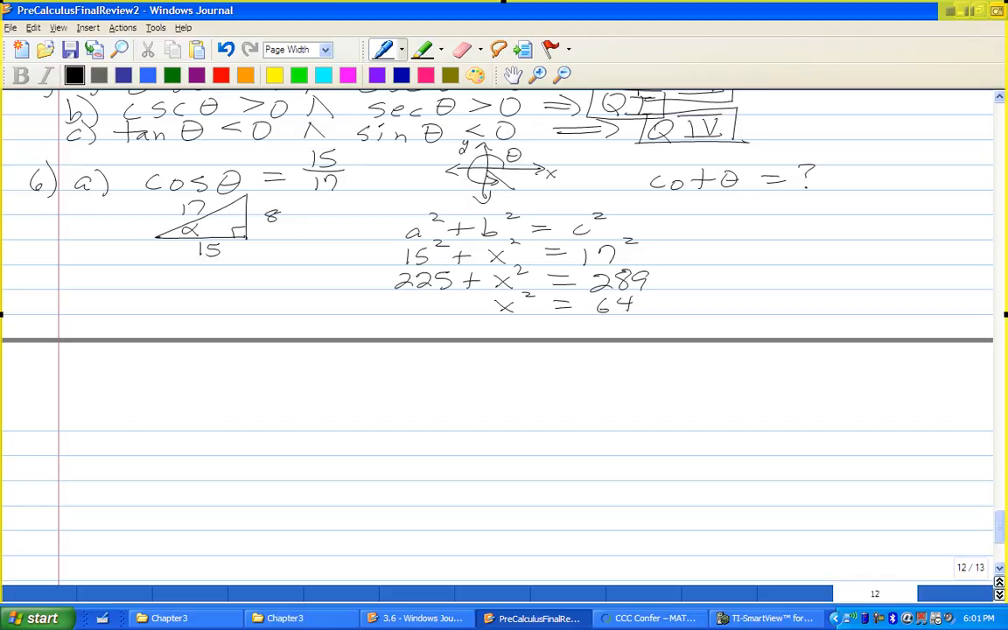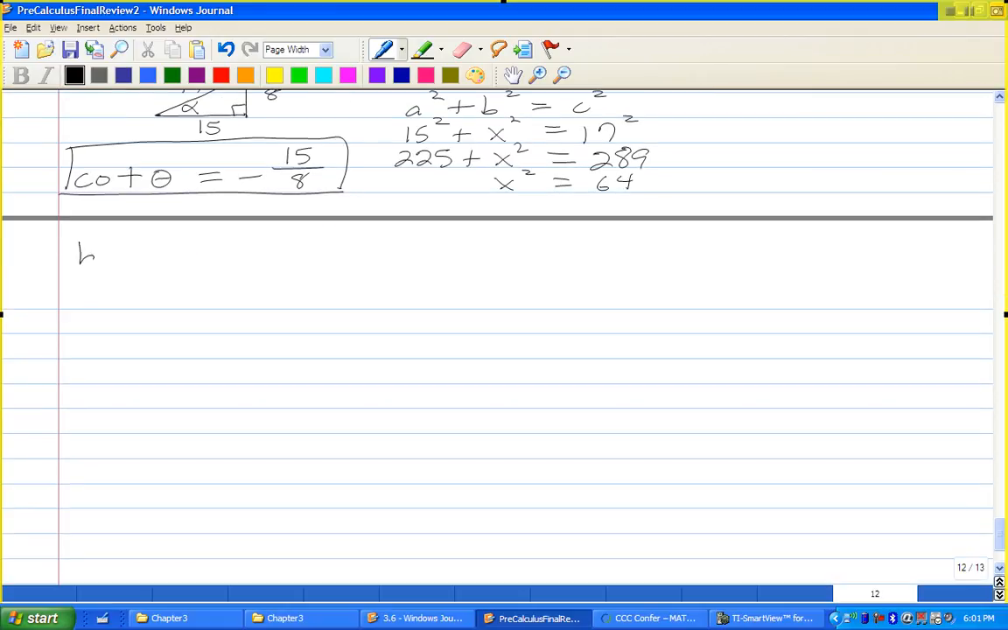Okay. So therefore, cotangent theta. First off, since we're in the fourth quadrant, cotangent will be negative. Next, cotangent is just adjacent over opposite. And so, negative 15 over 8.